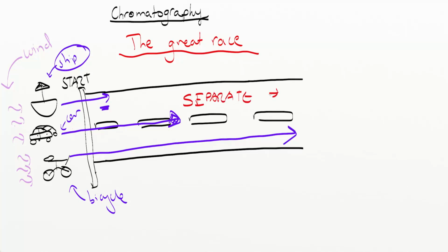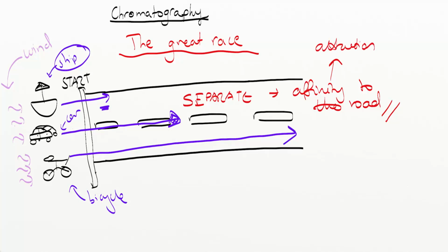Why? They separate because of their different affinity to the road. Some vehicles have a higher affinity with the road, such as the boat. It has a higher friction with the road. Affinity, remember, just means attraction to. So think of it as the friction. The boat has a higher affinity with the road, so a higher amount of friction, and therefore it doesn't move as far.